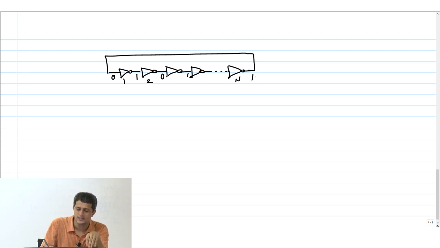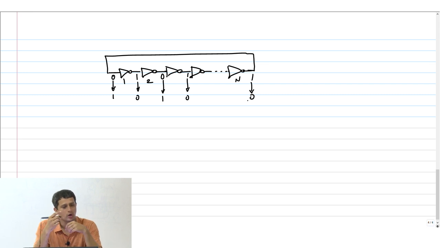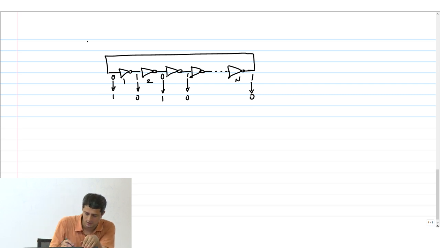And since it's fed back, this will now change to a 1. And this will switch to a 0, 1, 0. And this will keep going on and on and on. And not surprisingly, this is called a ring oscillator.